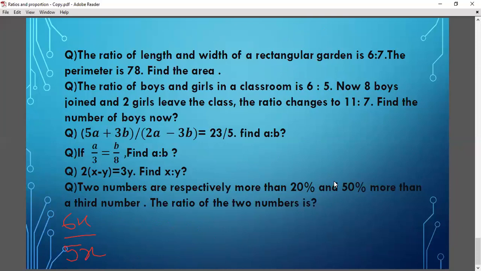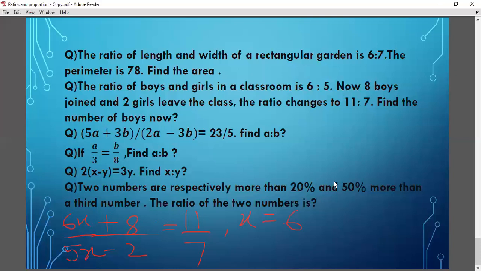Now, according to the question, it is given that 8 boys join the class and 2 girls leave the class. So we can extend this ratio as 8 boys joined, 6x plus 8, and 2 girls leave the class, so 5x minus 2. This 6x represents the number of boys and 5x the number of girls initially. When 8 boys join and 2 girls leave, the ratio changes to 11/7. Now, if you solve this, the value of x comes out to be 6.